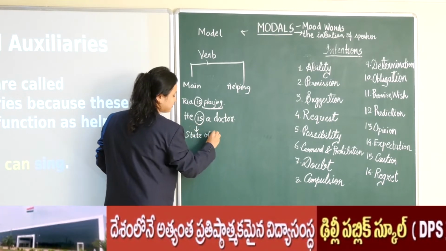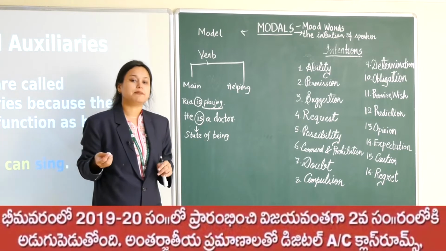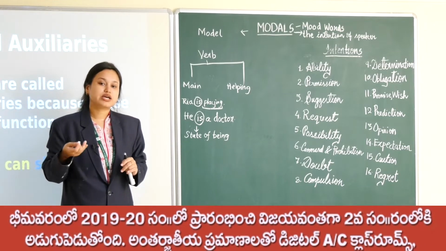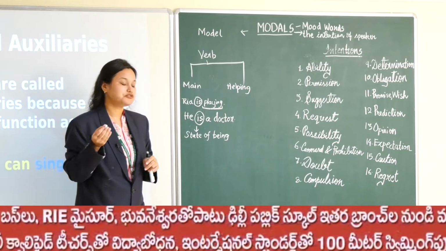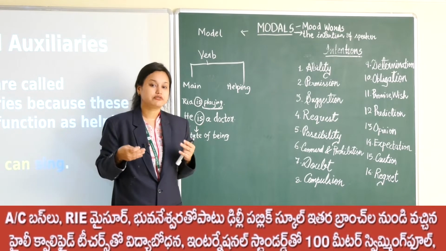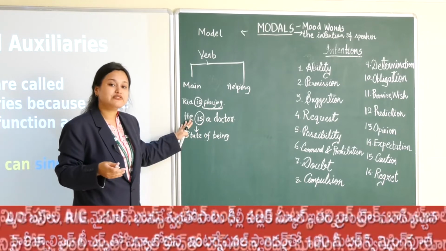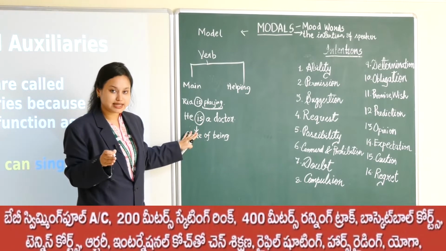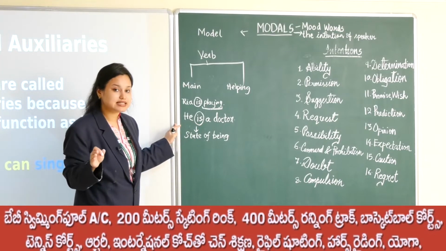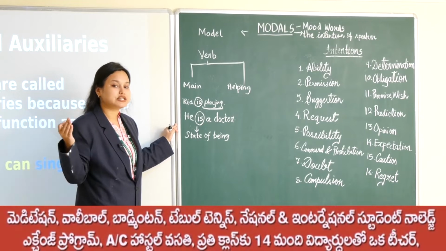State of being. Okay. When you say I am Soumya, when you say your name, I am Mohit or I am Rohit, what are you trying to say? Am is the main verb here. There also you are trying to convey the state of being. So whenever you find only one verb, is or am or are, in the sentence, it is the main verb and it tries to convey the state of being.